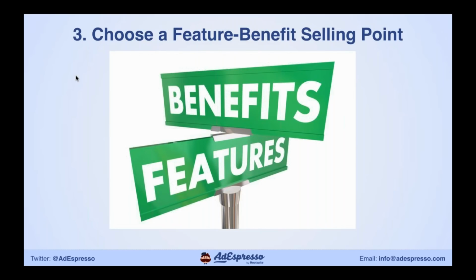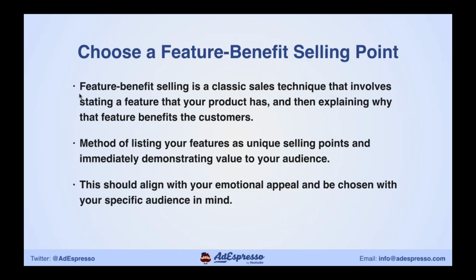Okay, so step number 3, we're going to be choosing a feature benefit selling point for our ads. Feature benefit selling is a classic sales technique that involves stating a specific feature that your product has and then explaining how and why that feature benefits customers. This is a great way to list and advertise some of your features as unique selling points, and then immediately follow it up in a way that demonstrates real value to your audience. It tells them why they should click, why they should buy this.